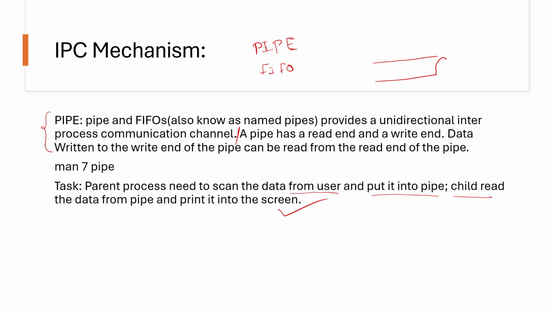Please read the task carefully. Once again, the parent process needs to scan the data from the user and put it into the pipe. Okay, that is the responsibility of the parent. Now the child process, what does it have to do? The child process has to read the data from the pipe and put it onto the screen.